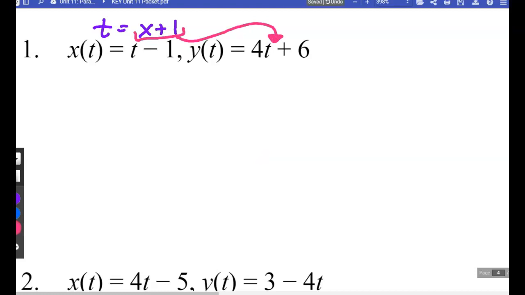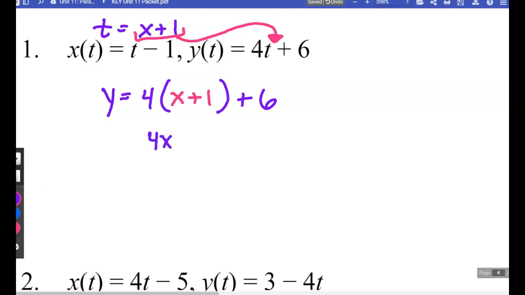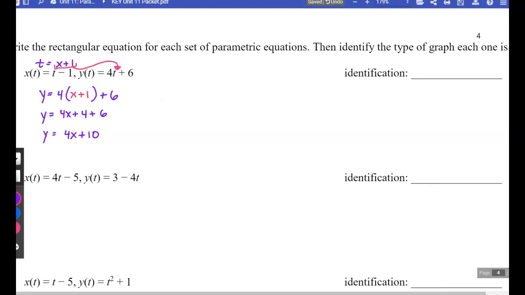So we have y equals 4 times (x plus 1). And then we just simplify. We're going to distribute that 4 in, and we get 4x plus 4. And then we have to combine like terms, and we get 4x plus 10. So these parametric equations will create what shape on a graph? A line. That's the identification of this parametric system.